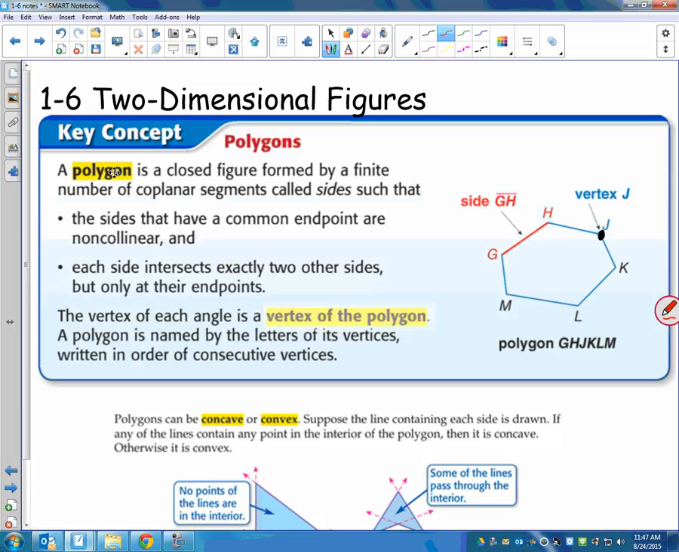Oh, wait, hold on. The vertex of each angle is a vertex of the polygon. When you pluralize vertex, you don't say vertexes, you say vertices. And so this would have 6 vertices. And there's something else. It's vertici. No, it's not. I promise. Oh, okay.